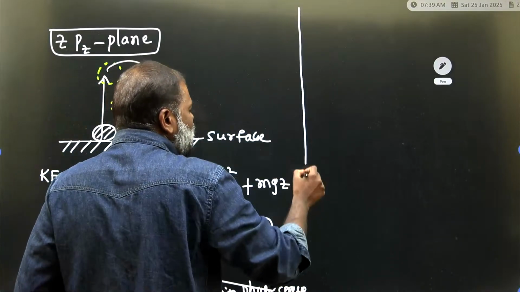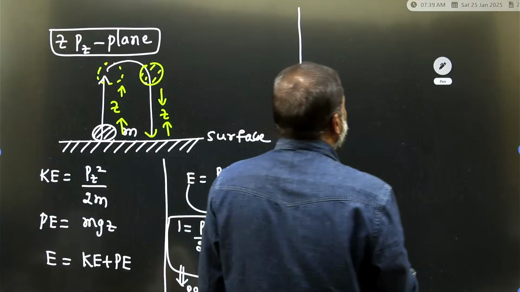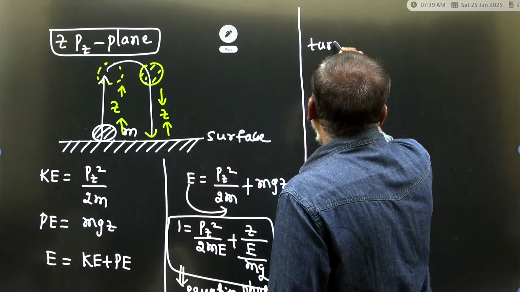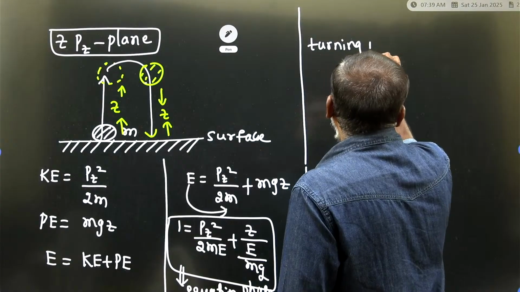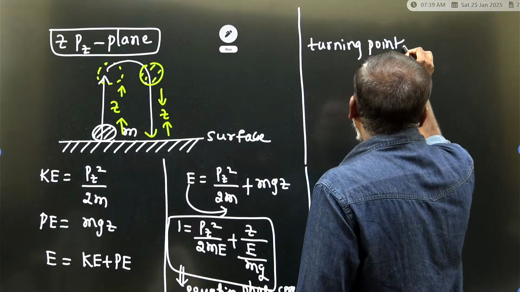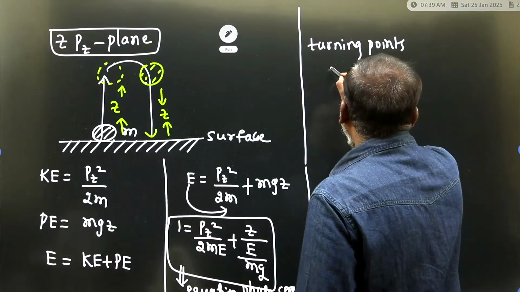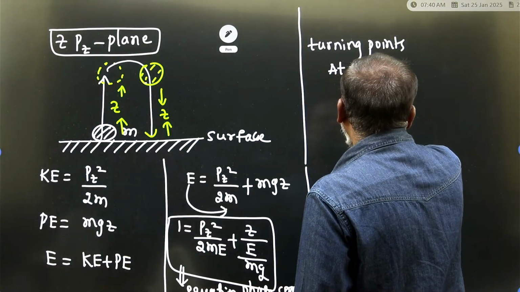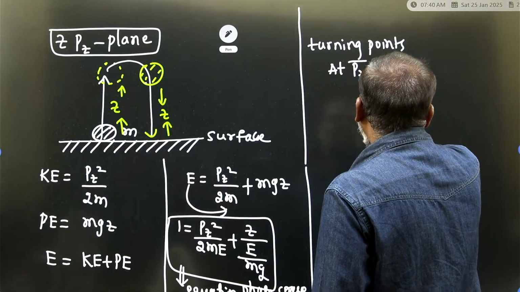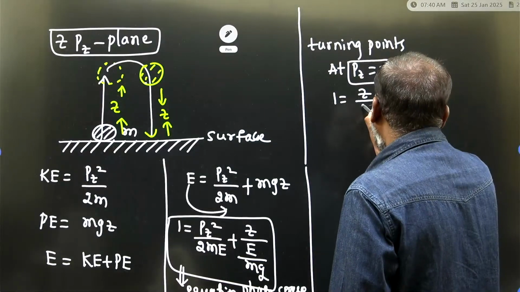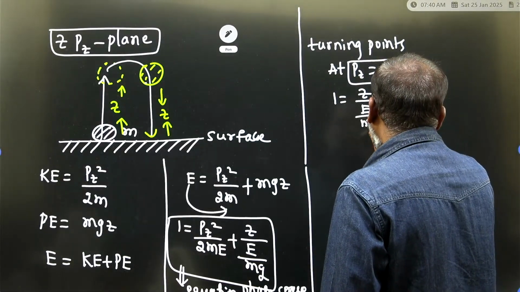Now from this equation we have to calculate the turning points. How do we calculate the turning points? First, at pz equal to 0 in this equation, we get 1 = z divided by (E/mg).